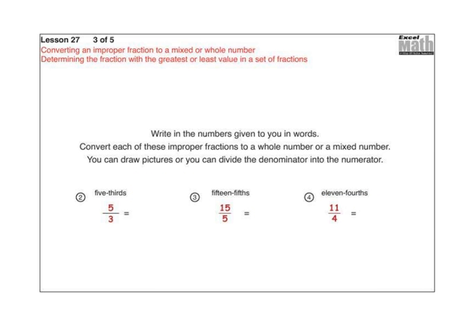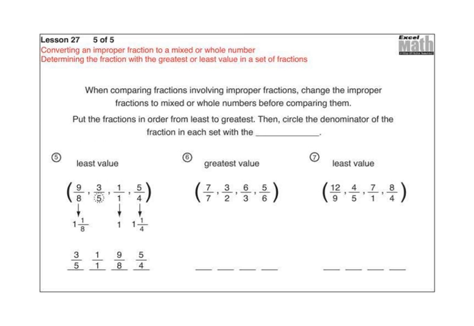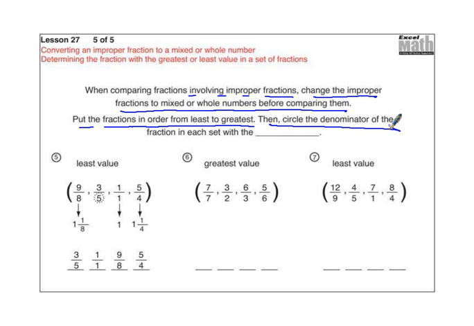Alrighty, moving on. There we go. Now the next thing we're going to learn about is that when comparing fractions involving improper fractions, change the improper fractions to mixed or whole numbers before comparing them. So we just learned how to change improper fractions into mixed numbers. You're going to do that in order to compare the fractions. Put the fractions in order from least to greatest. Then circle the denominator of the fraction in each set with the, in this case, least value. I'm going to show you exactly how this is done. You must show your work by doing what you see written here.